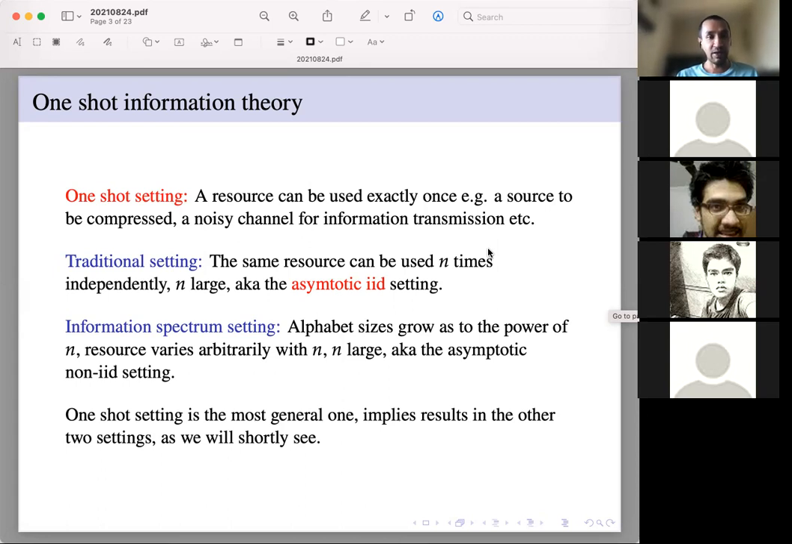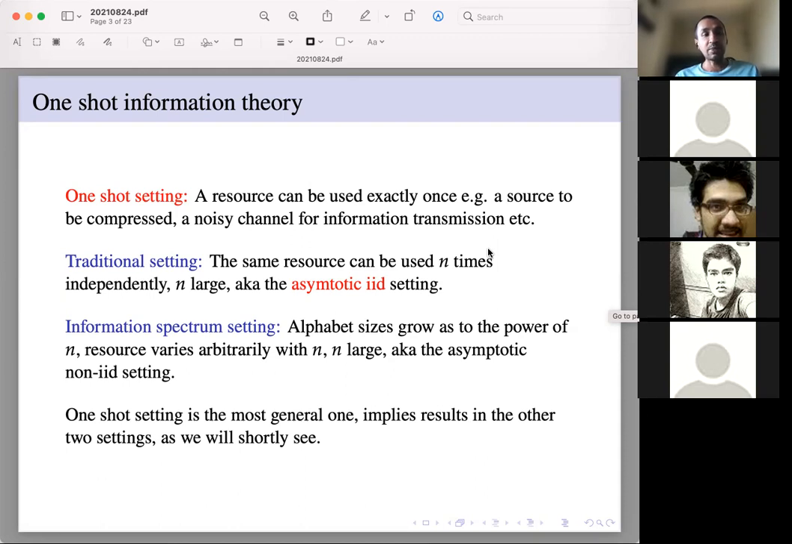Okay, so k is the base alphabet. The alphabet sizes grow exactly as in the asymptotic IID setting, but the resource varies arbitrarily with n. And n is large. So what do I mean by that? Let's go back to the source. In the IID setting, the source has an underlying probability distribution on k, and the probability distribution that I'll take on k to the power n will be n IID copies of the probability distribution on k. Sometimes I'll call it the tensor power distribution. So it is k repeated independently and identically n times.